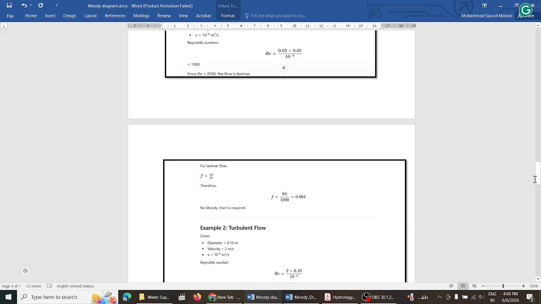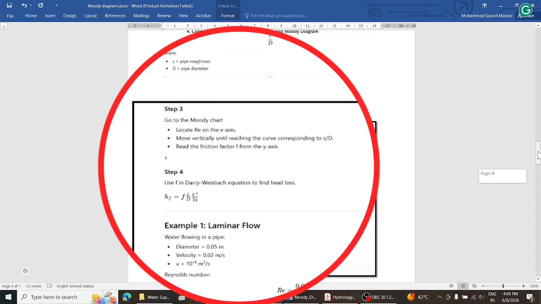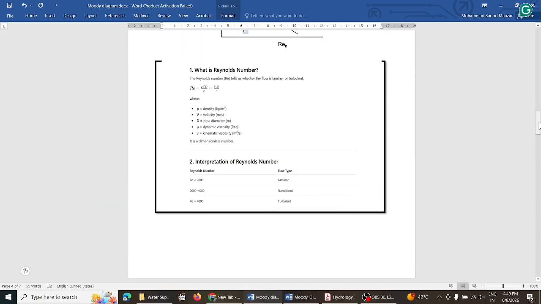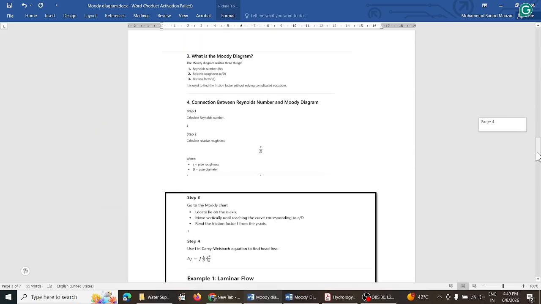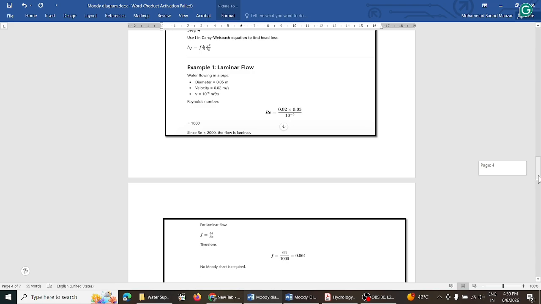For example, for a flow where the diameter is given, the velocity is given, and the kinematic viscosity is given, we will calculate the Reynolds number from the formula rho Vd upon mu. There is a formula here as I showed you previously. We will use the second formula, V into d upon nu, and substituting the values, you will get the answer. So the flow is laminar because it's less than 2000.